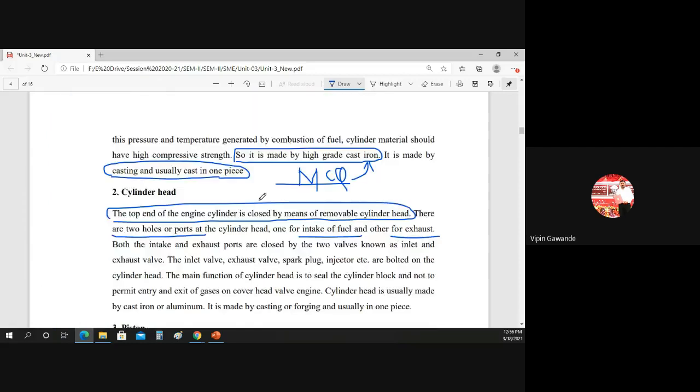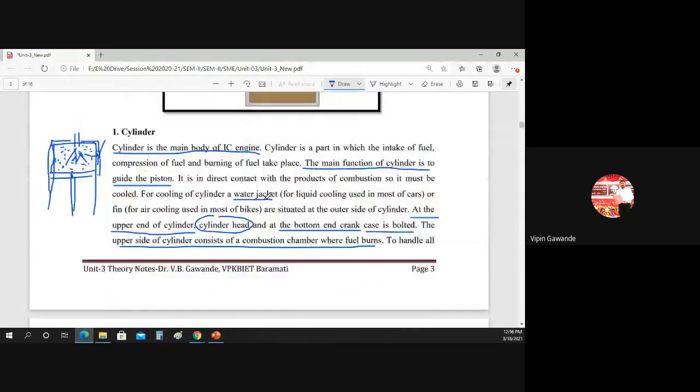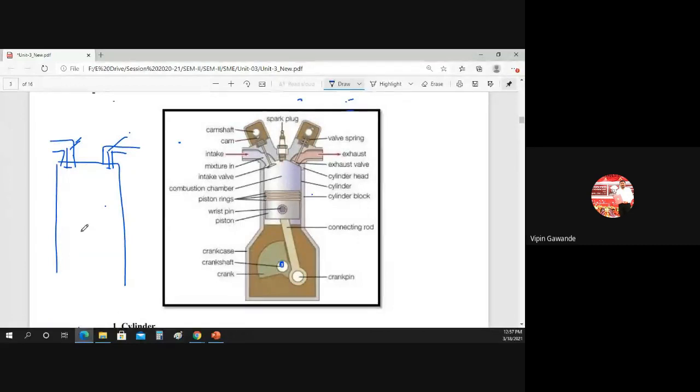Now all these things are given here: intake valve, exhaust valve, spark plug. Spark plug in case of a petrol engine, and if this is a diesel engine, then the injector is mounted. These are bolted on that cylinder head. Now what is the main function of the cylinder head? The main function of the cylinder head is to seal the cylinder block and not to permit any entry of gases. It doesn't allow any gases to go upward.